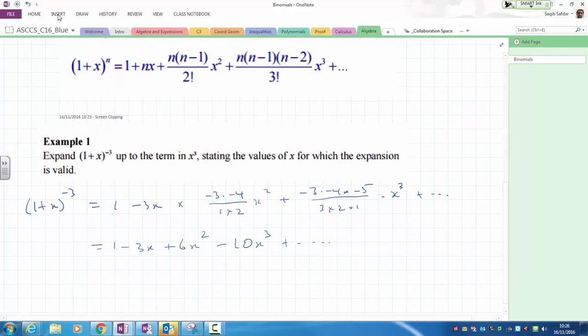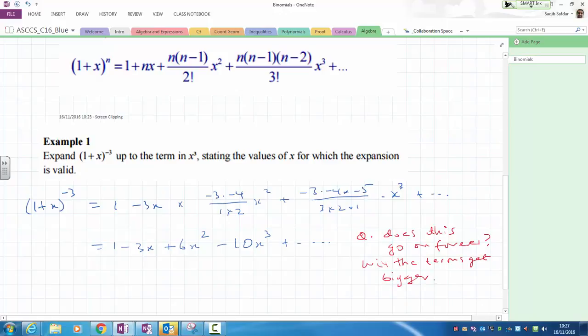And the question we're asking, I'll put this in red, is under what conditions is this valid? I.e., if I put in a value of x, say x equals 10, will this get bigger and bigger? I'll write the question. Does this go on forever? And therefore, will the terms get bigger and bigger?